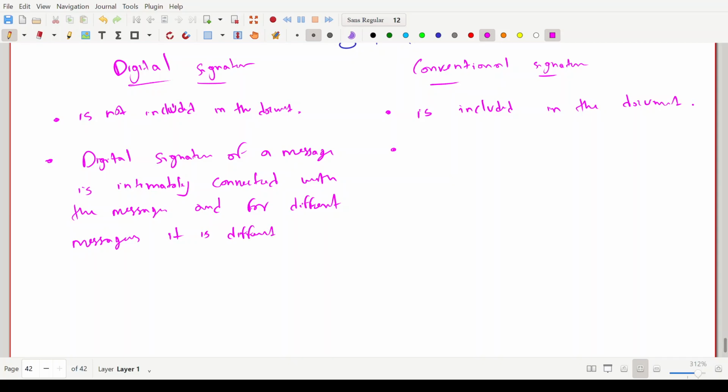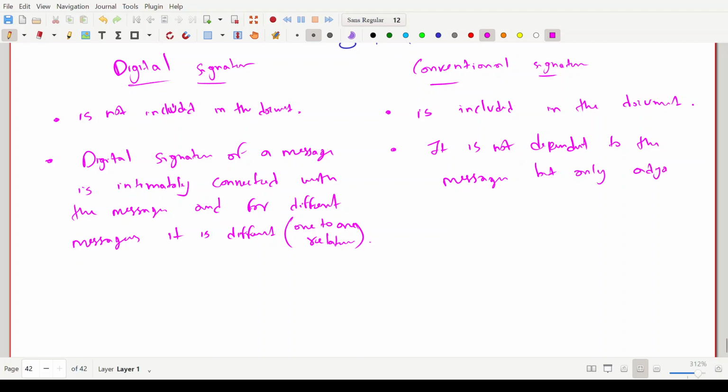It is different. This is, you can say, a one-to-one relation. That means for every message I will have a different signature, whereas in a handwritten signature, that is a conventional signature, it is not dependent on the message but only adjoined to the message, and always remains the same for different messages. This is a one-to-many function.